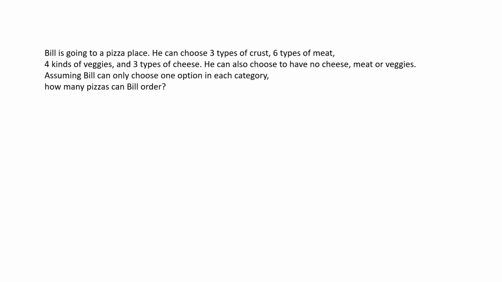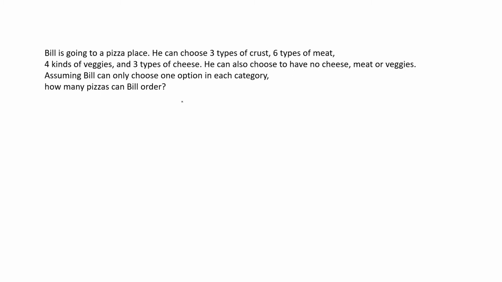Okay, Bill is going to a pizza place. He can choose 3 types of crusts, 6 types of meat, 4 kinds of veggies, and 3 types of cheese. He can also choose to have no cheese, meat, or veggies, and that's important. That's the only thing that changes this problem from the normal outfit problems. Assuming Bill can only choose one option in each category, how many pizzas can Bill order?